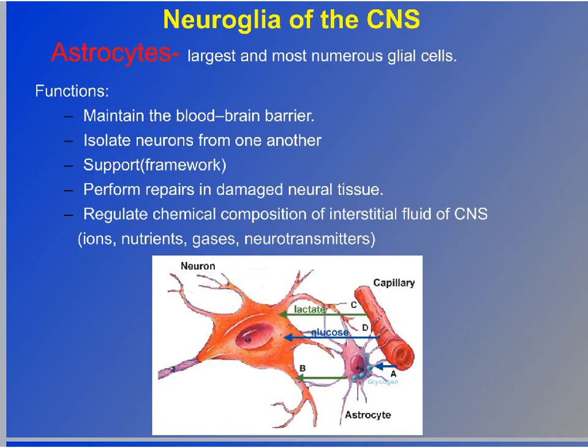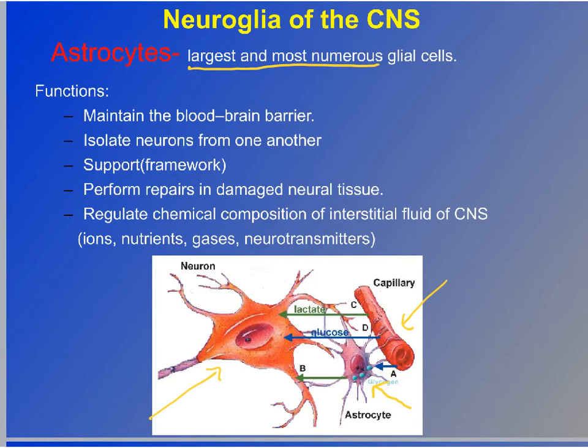Astrocytes. These are one type of glial cell in the central nervous system. They're actually the largest in size, and they're the most numerous. They provide a number of valuable services for the neuron itself. Let's look down at the picture here. So here's a capillary. That's a really small blood vessel. Here's the astrocyte, so it's pretty small in comparison to the neuron. And here's the neuron itself.